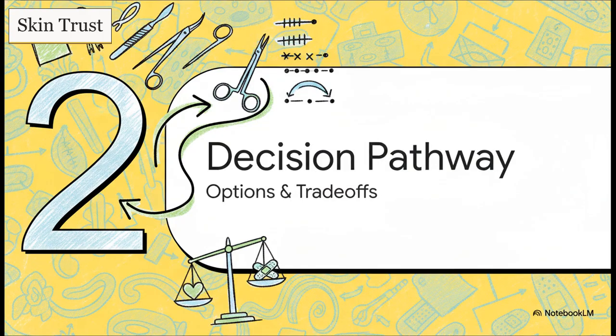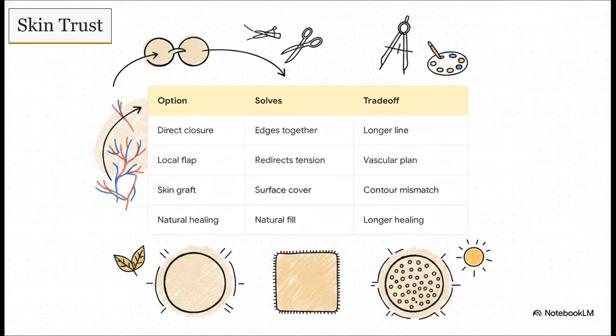Section 2. The decision pathway. A large flap is really just one way to reconstruct a wound, right? It's not a quality score. Let's take a look at the diverse reconstructive tool belt a surgeon actually uses, because a flap isn't always the best choice. Surgeons carefully weigh their options based on specific anatomical trade-offs. For instance, direct closure brings mobile wound edges together, but it might require a longer scar line just to distribute tension safely. A local flap recruits nearby skin and redirects that tension away from vulnerable anatomy, but it means more incisions and requires some serious vascular planning.